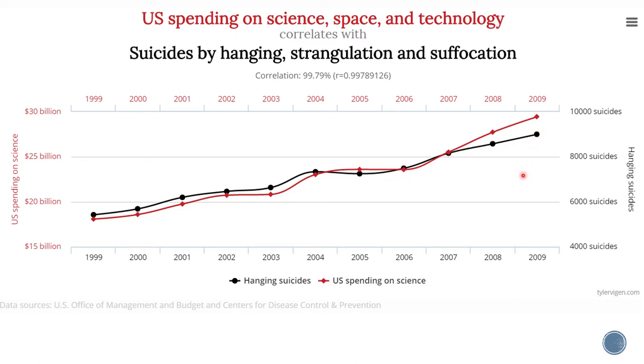Now, of course, you have to think of a causal factor. Again, correlation's just not enough. What explanation could there possibly be for an increase in spending on space, science, and technology, and sort of hangings by a very specific method? Again, the correlation is entirely spurious, even if mathematically it looks pretty good.